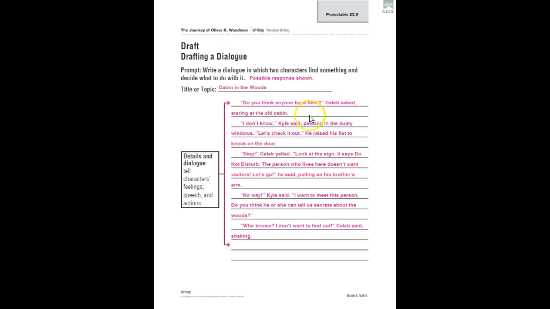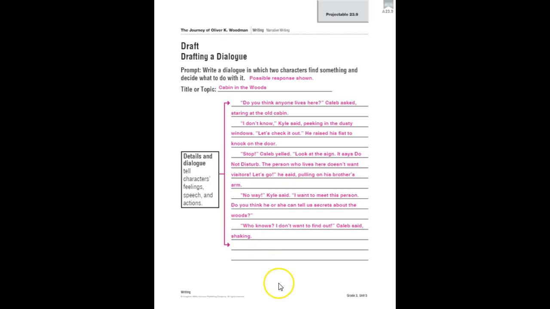We have very informal language going on here. And then we have our command. "Stop!" Caleb yelled. "Look at this sign. It says, do not disturb. The person who lives here doesn't want visitors. Let's go," he said, pulling on his brother's arm. "No way," Kyle said. "I want to meet this person. Do you think he or she can tell us secrets about the woods?" "Who knows? I really don't want to find out," Caleb said, shaking.